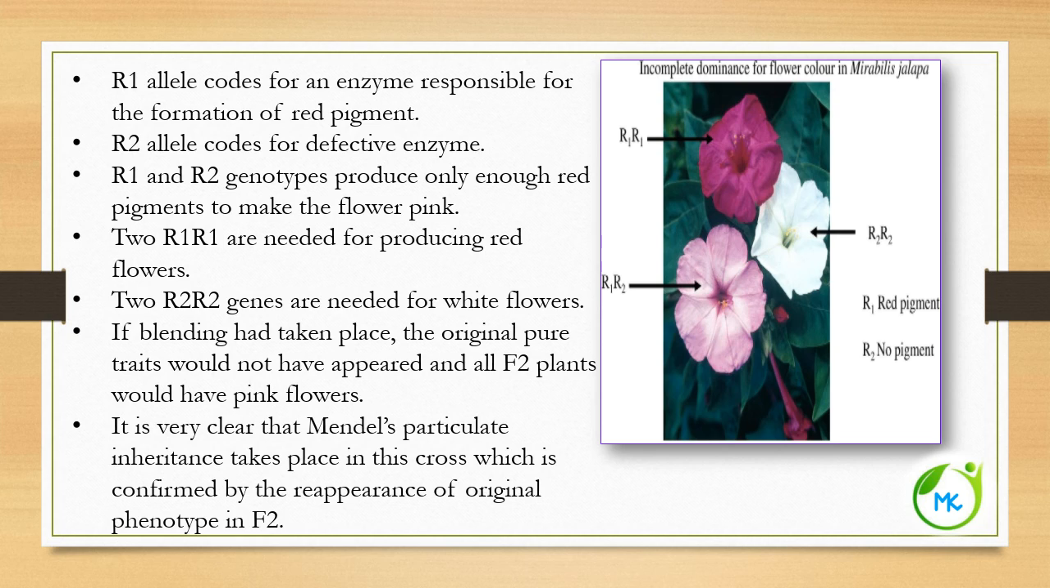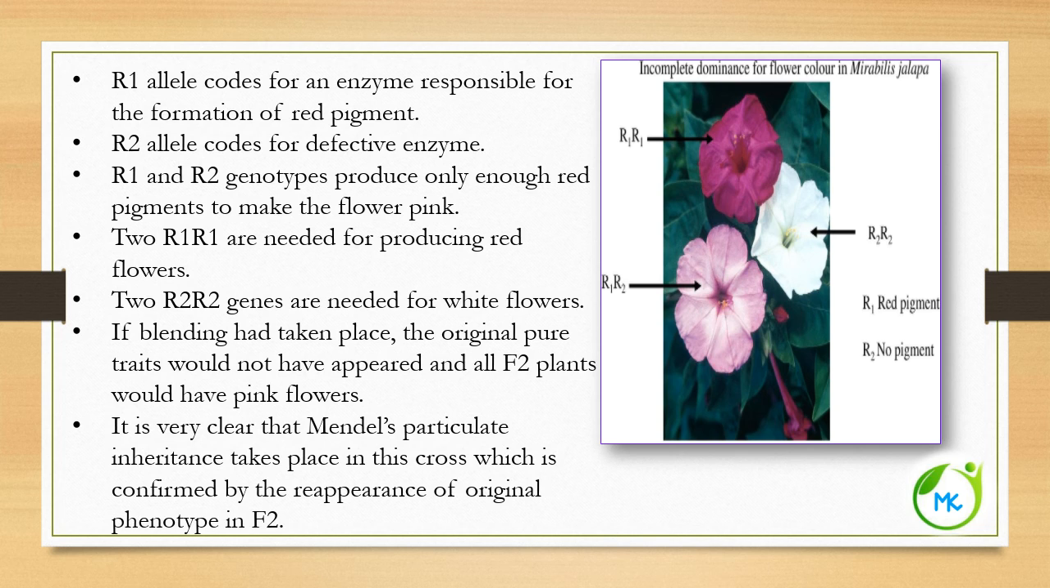So if blending had taken place, the original pure traits would not have appeared in F2 plants. I told you in the previous slide, if blending had taken place, in F2 plants all should have been pink flowers. But we have seen that the original parental flower colors, red and white, reappeared in F2, which proves there is no blending of genes.